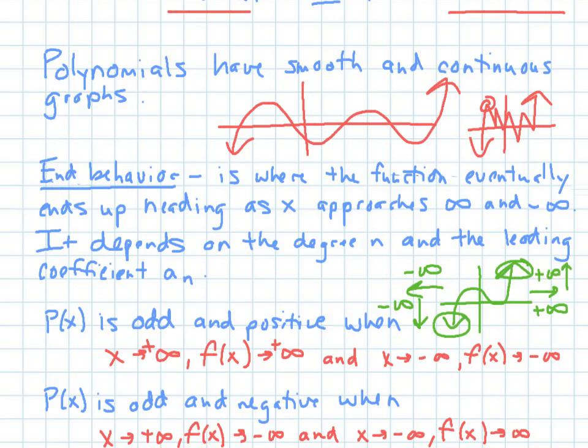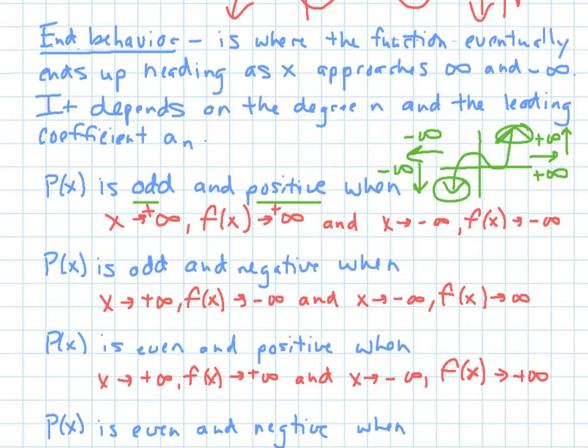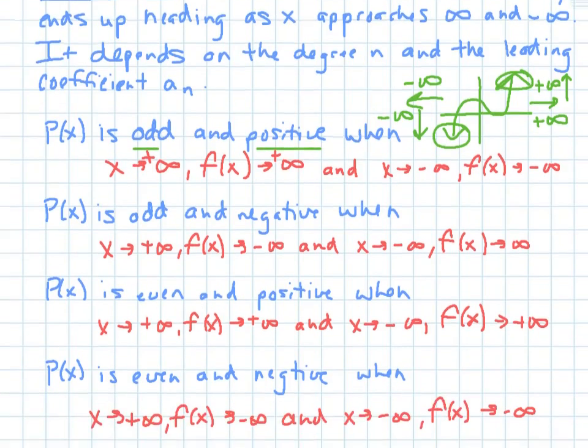So this is an example of when your function is considered odd positive. And then the technical terms are underneath. So when x approaches positive infinity, f of x approaches positive infinity. As x approaches negative infinity, f of x approaches negative infinity as well. So then odd negative would just be the opposite.